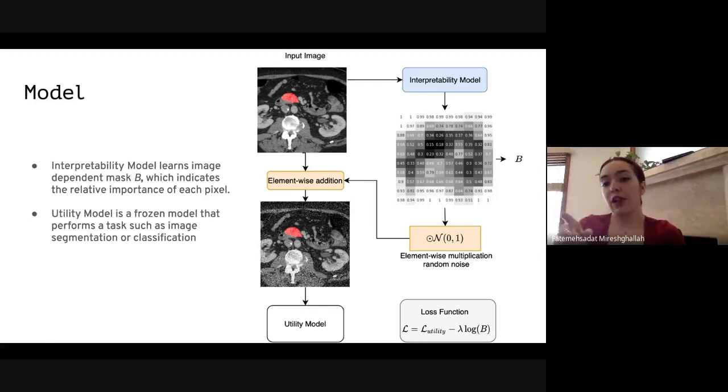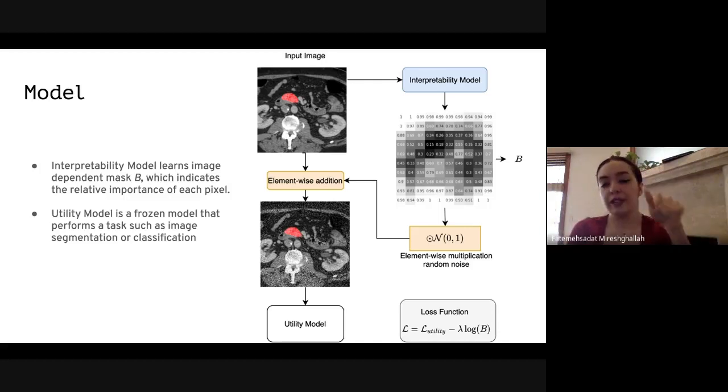One thing we tried was not using the noise and just figuring out which pixels or features are important, and it didn't even work. We ended up not getting anything. The image would just fade to black. So it's really important to have this noise element because it gives you flexibility, so you can see what happens when pixels go up and down.